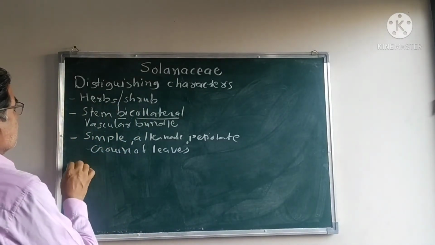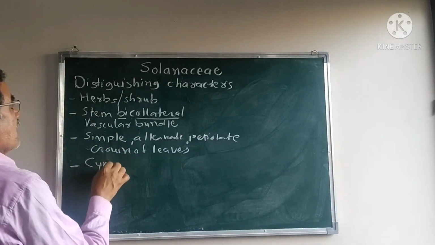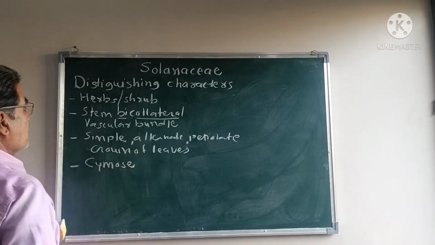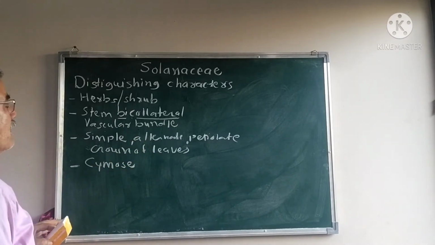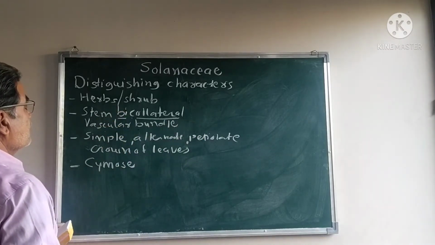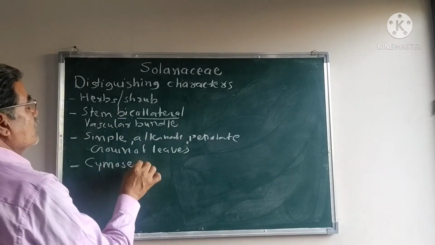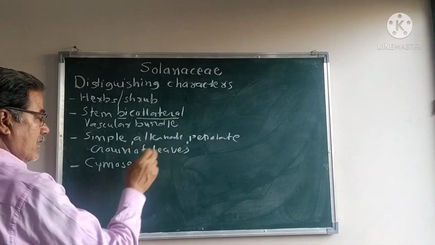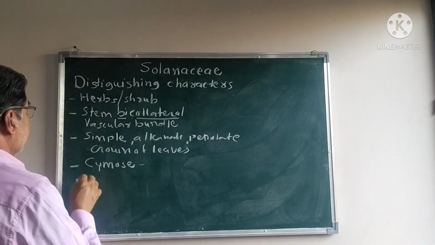The inflorescence is always cymose type. Only one flower is produced in the axillary or terminal region of the axis, that is known as cymose. Cymose is always axillary solitary or terminal solitary.